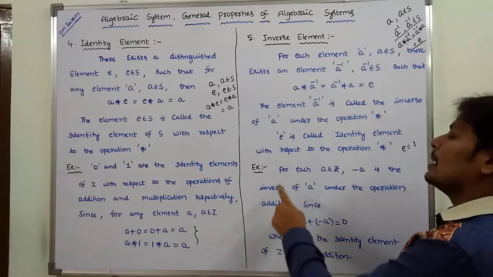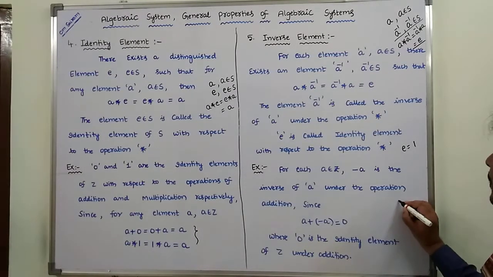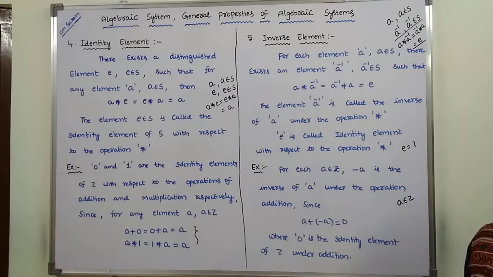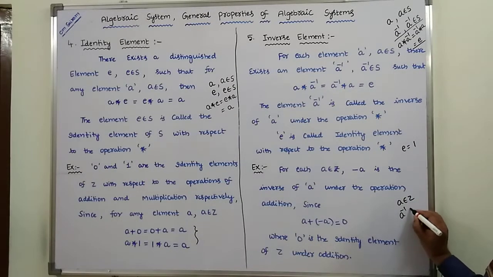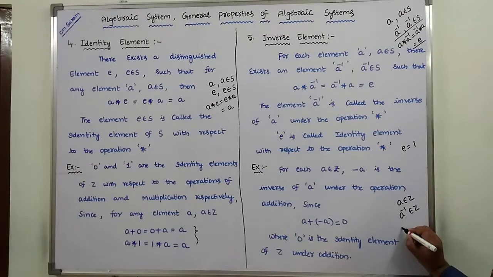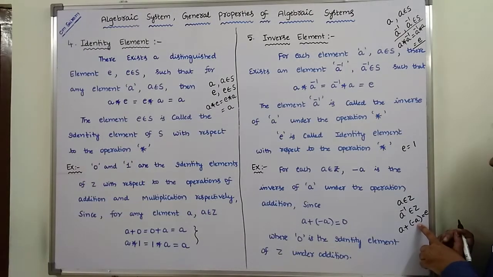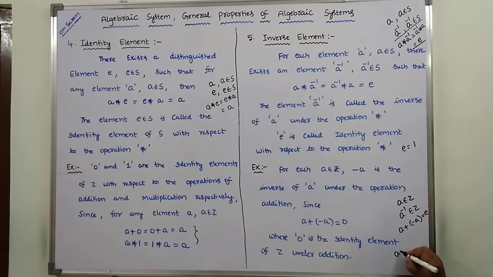Okay. Example, suppose we take two elements from the non-empty set Z. One element is A belongs to Z, and another element is A inverse belongs to Z. Okay, then A plus minus A is equal to E. So minus A is the inverse of element A. Here E is nothing but the identity element with respect to the operation plus. So we can write it as A plus minus A is equal to 0.